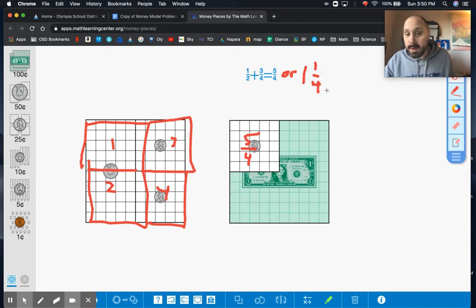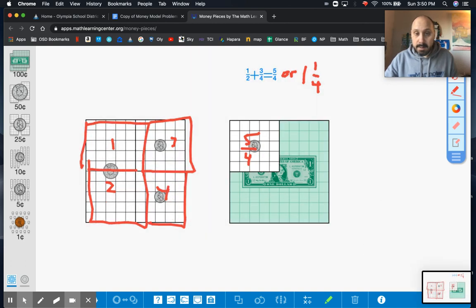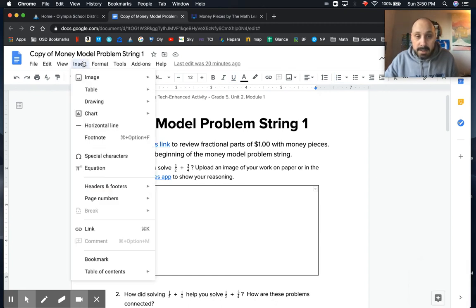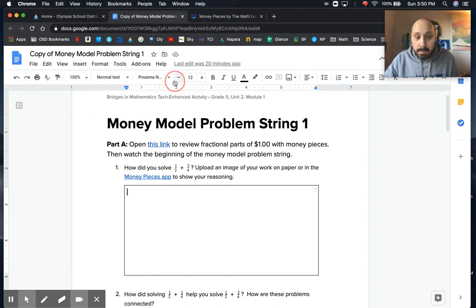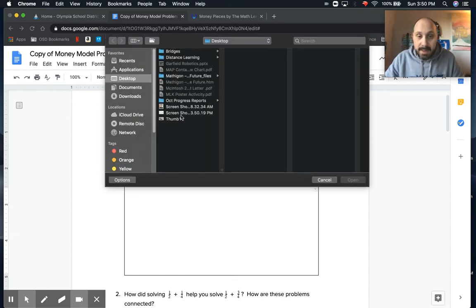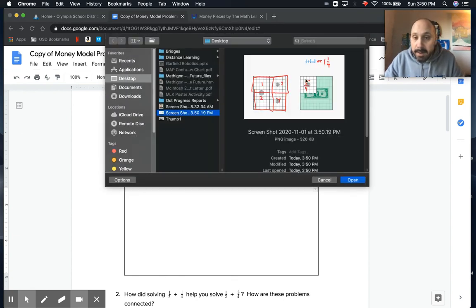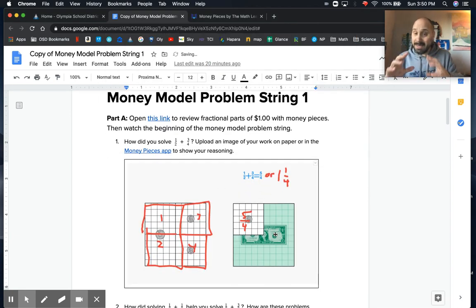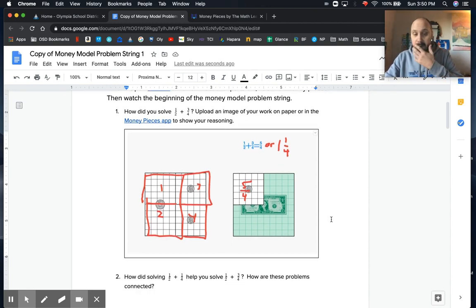Okay. Now, if I want to screenshot this and show Mr. Mac, I could say, okay, I'm going to screenshot this. There we go. I'm going to come back in here and I'm going to insert right up here, insert image, upload from computer. And then I'm going to find my screenshot. There it is. I'm going to open it up. It should put it right in that box. So that's how I'm going to show Mr. Mac my answer. Okay. I want you to try to work through these coming down now.